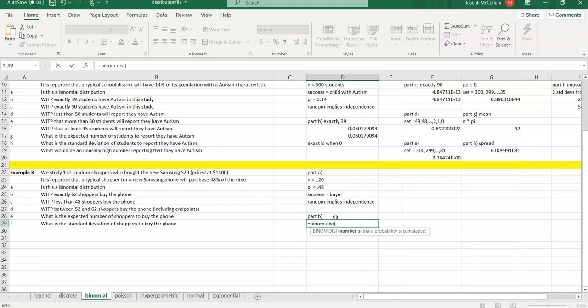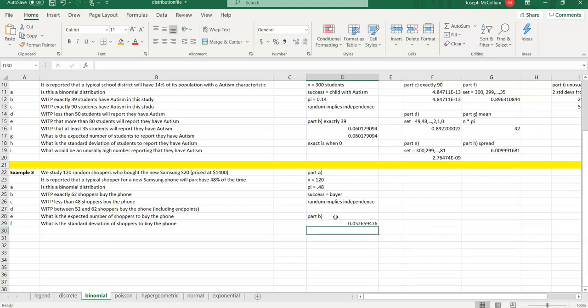Binom.dist. What are the odds we're going to make our quota here? Well, we want 62 people to buy the phone. We have 120 people shopping. The probability of success is 50-50, might as well say 48%. Now comes the big clutch moment for you guys. 0 or 1? Well, in this case, it's 0 because we're looking at exactly 62 shoppers. Not more, not less, exactly. Boom. A 5% chance. So we have a 5% chance of making our quota this month.